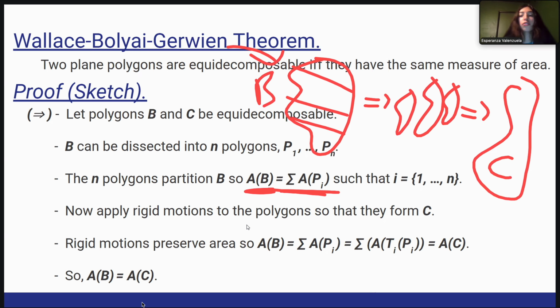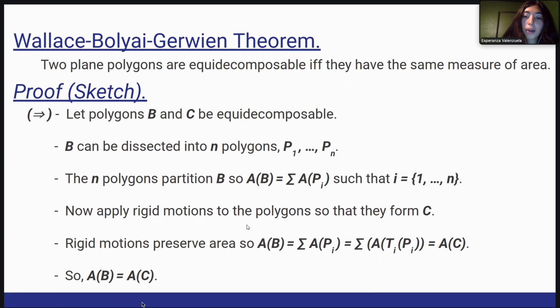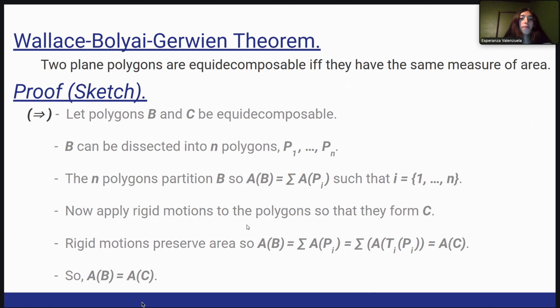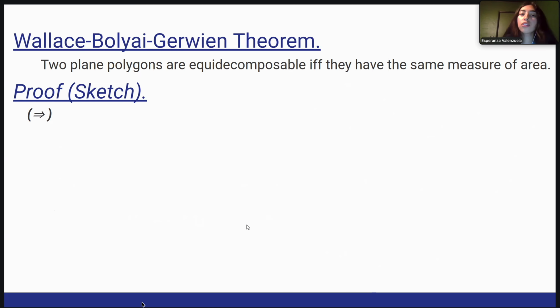And since rigid motions do preserve area, we know that the area of the sum of those n polygons equals the area of the sum of those n polygons that have a rigid motion applied to them. And we know that that then forms polygon C, so the area is the same. So by transitivity of all of this, we know that the area of B is equal to the area of C. That concludes our forward direction.